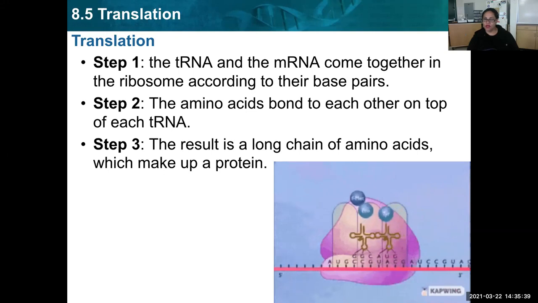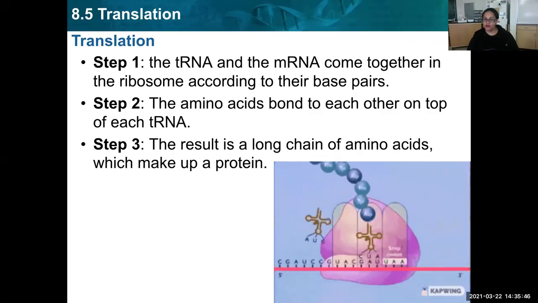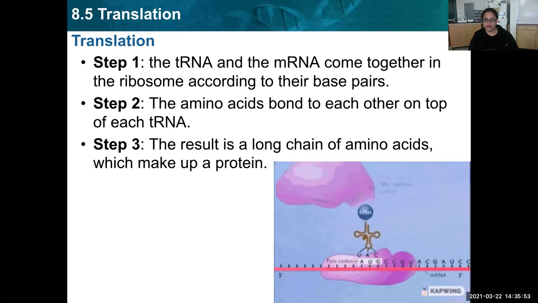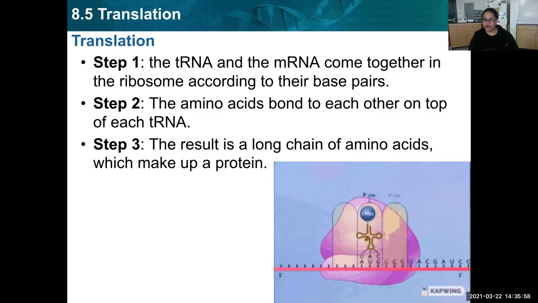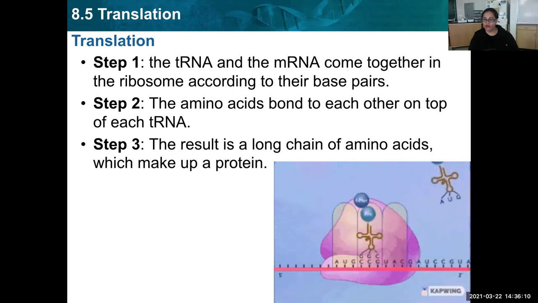Step 2, the amino acids bond to each other on the top. And then step 3, the result is a long chain of amino acids, which make up a protein. So this GIF is kind of the overall process, all 3 steps of what's happening during translation. Finds a ribosome, the mRNA and the tRNA come together according to their base pairs, the codon and the anticodon. The amino acids bond to each other on the top. And in the end, you have a long chain of amino acids, which is what a protein is.